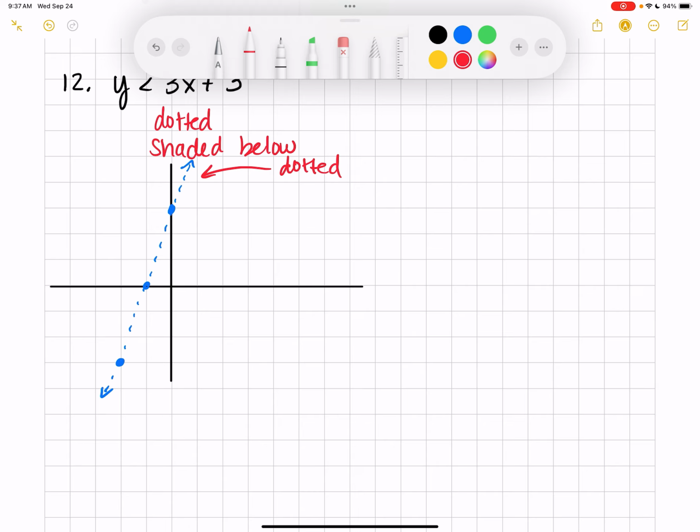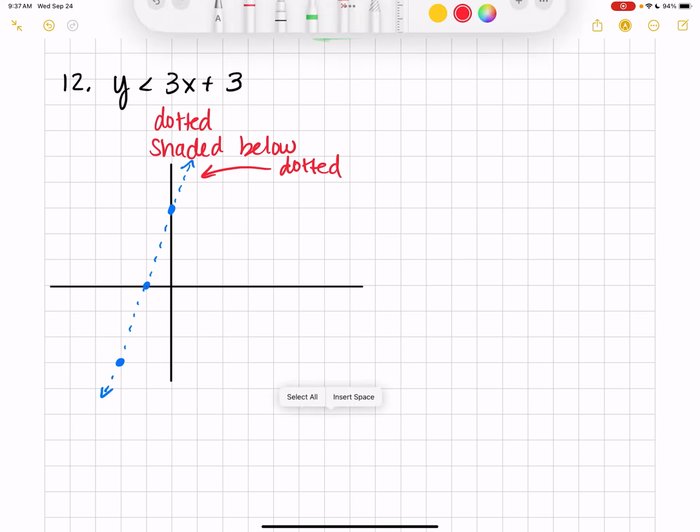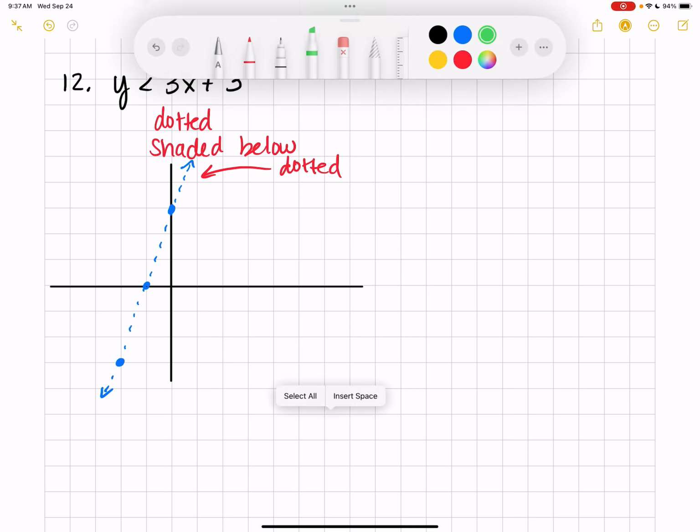All right, so this one is shaded below. It's kind of hard to see below on this one, right? Because it's just slanted. But it's where the y values are smaller. Okay, so the y values are smaller down here. So I'm shading down here.